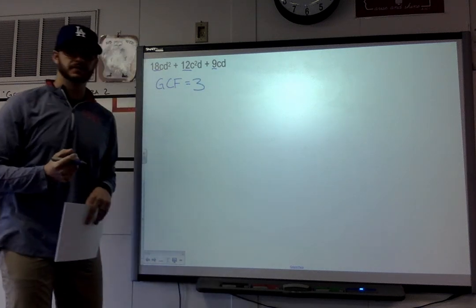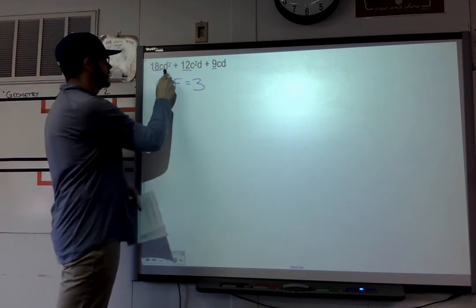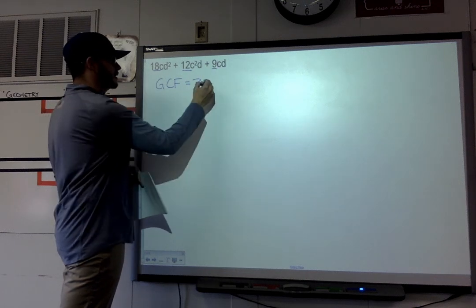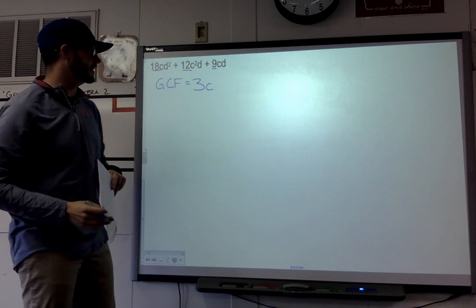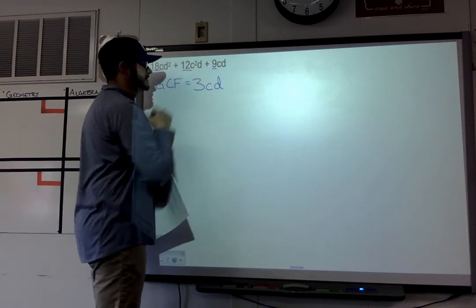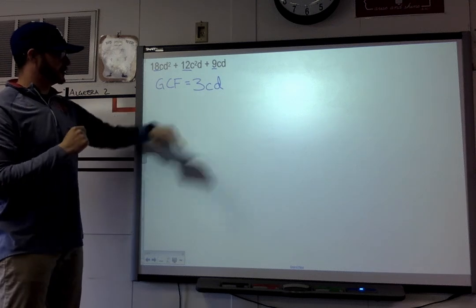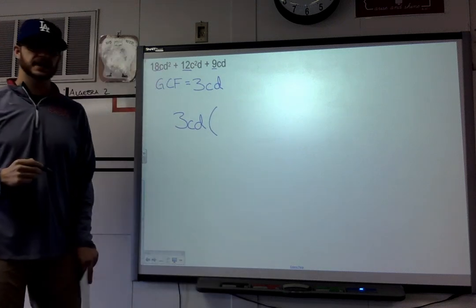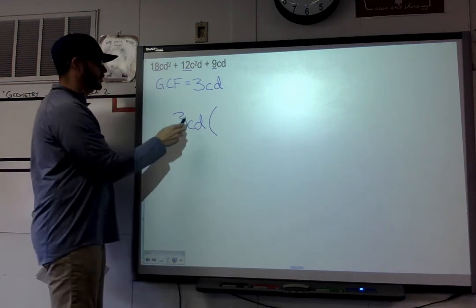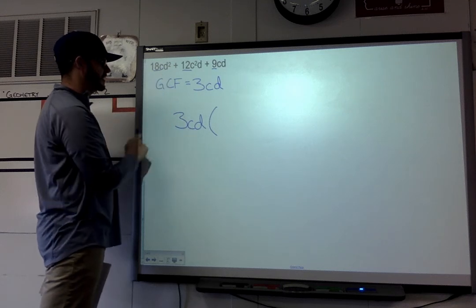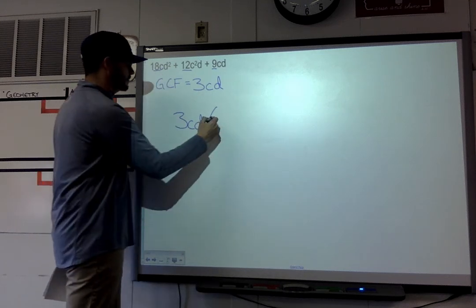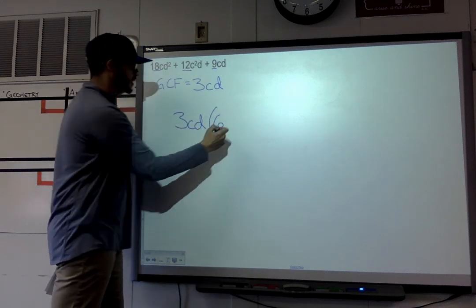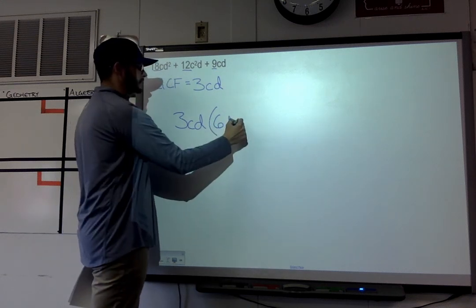Then we have to look at their variables and see what each one of them shares. These two each have a c to the first power. Here we have a c squared, but c to the first is the highest that they all share, and then they all share a d as well. So our greatest common factor is 3cd, which means that is what will be outside of our parentheses. And on the inside, we again divide each term by that 3cd. So 18 divided by 3, we're left with 6. C divided by c cancels. D squared divided by d leaves us with d.